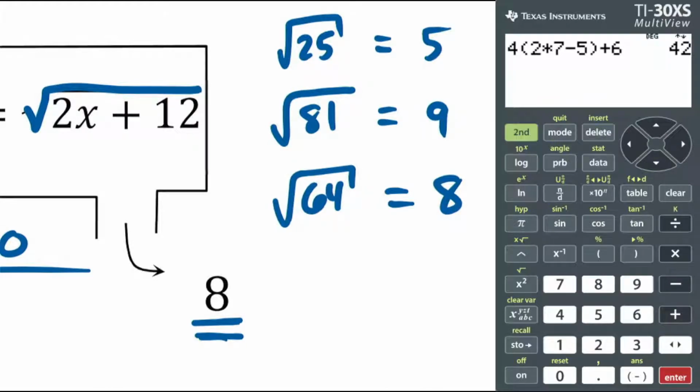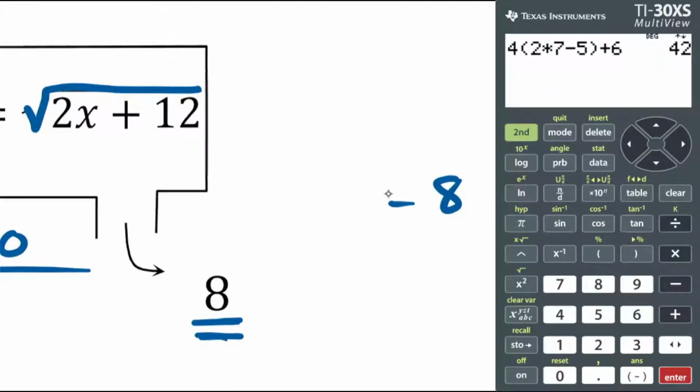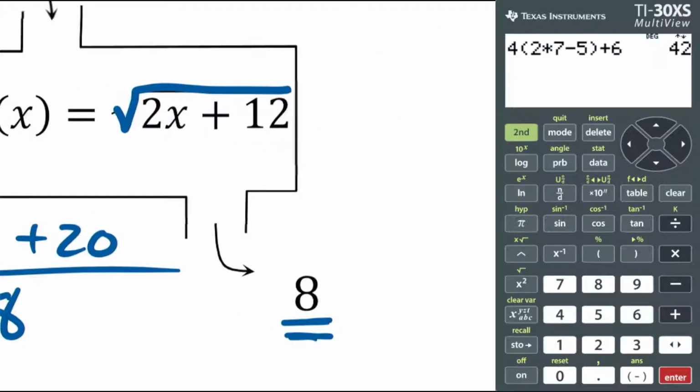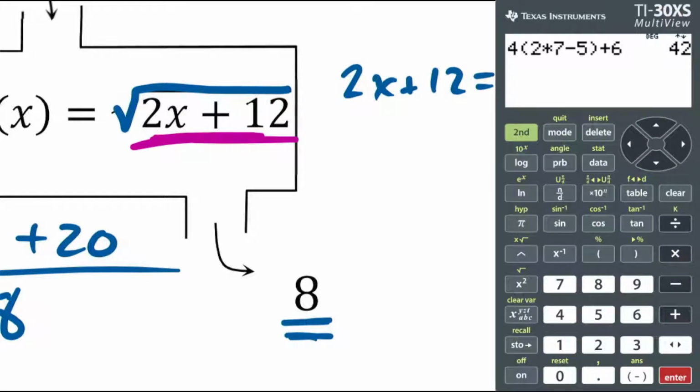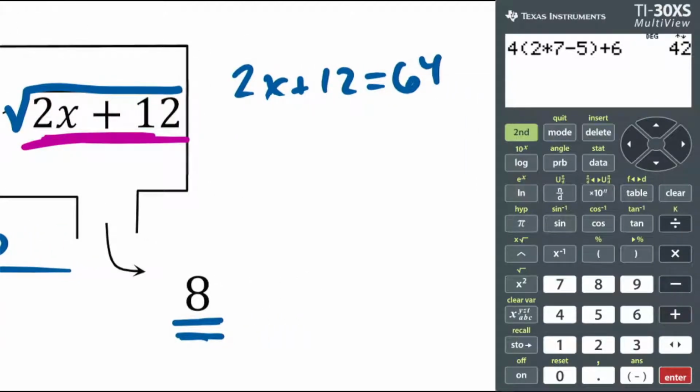So what I'm looking at here is I need this thing, right? What thing? I need this thing to be exactly equal to 64. So if I look inside of that radical and I think about it, I'm saying, hey, 2x plus 12 must be 64. It must be 64. And if it is 64, then this should work. So what do I do now? Well, I'll take 64, and I will subtract 12.